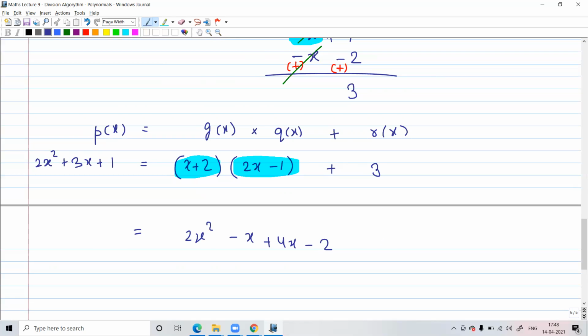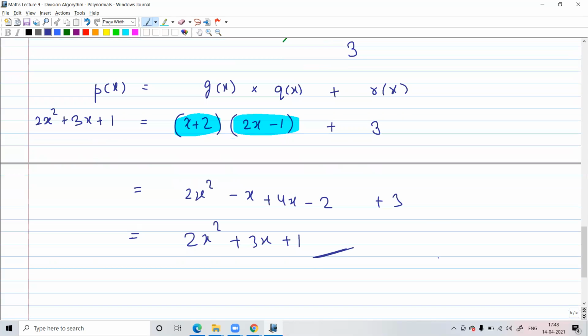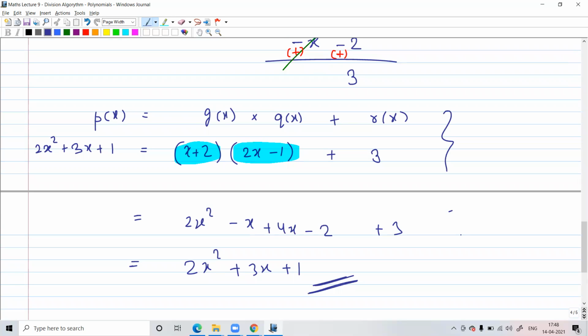And then write down this 3 also. Plus 3. So do the simplification. It will become 2x squared. 4x minus x will become 3x. And 3 minus 2 will become plus 1. This is what we get on the LHS and RHS. This is the verification, how to verify the division algorithm, okay? What I did from here to here is the verification of the division algorithm.